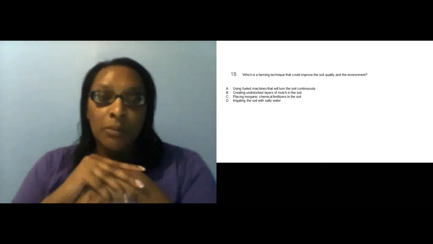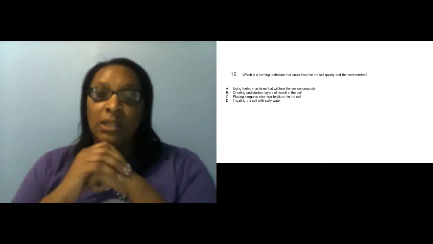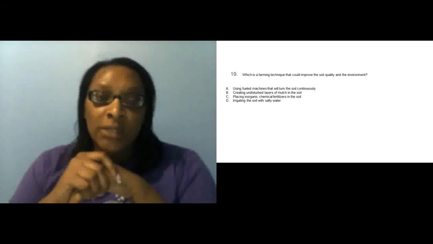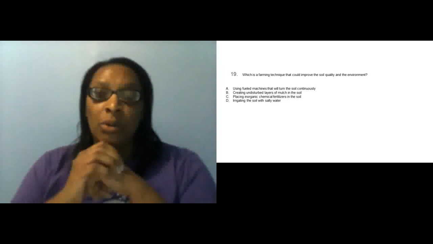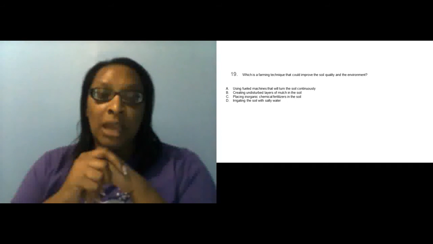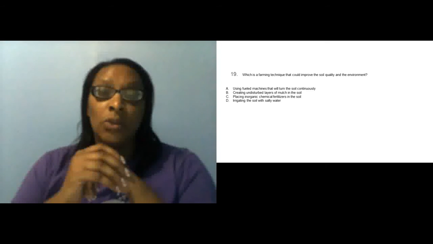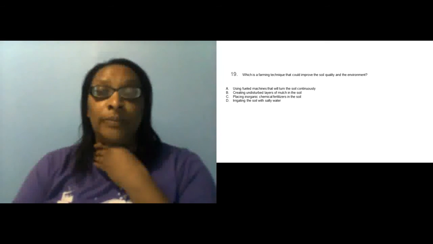19. Which is a farming technique that could improve the soil quality and the environment? A, using fueled machines that will turn the soil continuously. B, creating undisturbed layers of mulch in the soil. C, placing inorganic chemical fertilizers in the soil. Or D, irrigating the soil with salty water.